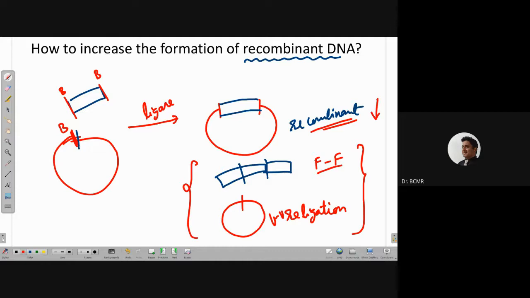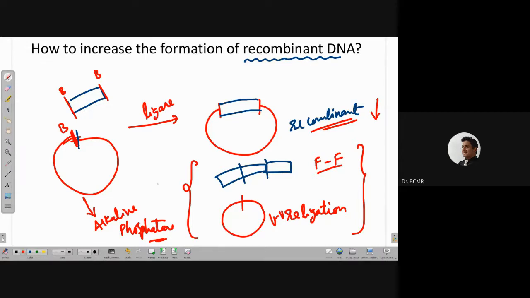Yes? The vector should have been treated with alkaline phosphatase. That's alkaline phosphatase. That's right. Thanks. Alkaline phosphatase, right? Then you're removing, what does alkaline phosphatase do? It removes the 5' phosphate.